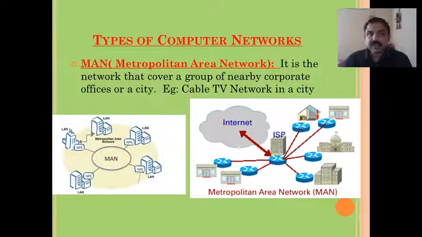Second one is Metropolitan Area Network or MAN. It is the network that covers a group of nearby corporate offices or a city. For example, a cable TV network in a city, where it will be spread over a city. Such kind of network we call a metropolitan area network. For example, an internet service provider of a city, who provides internet connection to us. That network also can be called a metropolitan area network. So it spans a city. Clear?